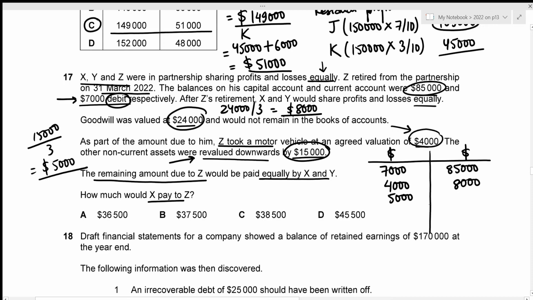Okay, this concludes everything. Now we can figure out the remaining balance. In order to figure it out, we first need to figure out the total, which we can figure out by adding these amounts in the credit side. That's 85,000 plus 8,000, which results in 93,000.